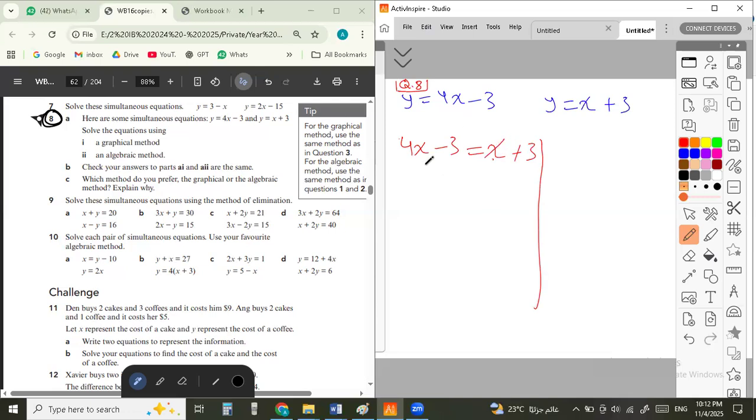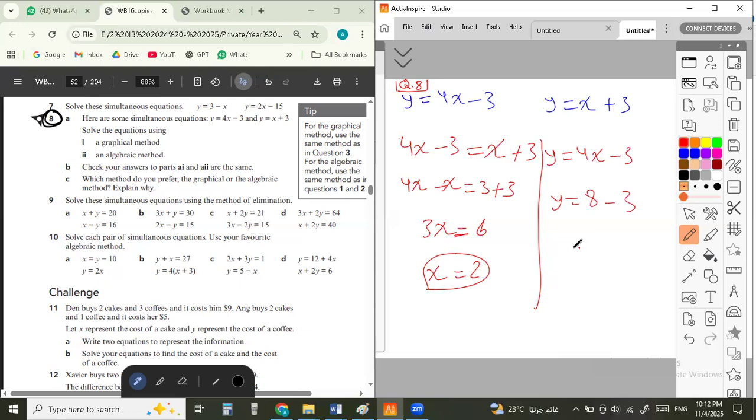So get the x's together. This will be 4x minus x equals 3 plus 3. So 3x equals 6 and x equals 2. Substitute in the first equation. y equals 4x minus 3, but y equals 4 times 2 is 8, minus 3, then y equals 5. Now, I found that x is 2, y is 5.